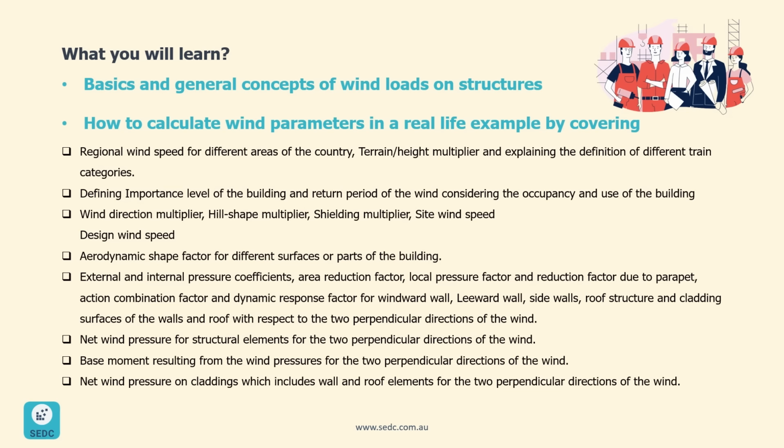These parameters include regional wind speed for different areas of the country, terrain or height multiplier, and explaining the definition of different terrain categories, defining importance level of the building, and return period of the wind considering the occupancy and use of the building, wind direction multiplier, hill shape and shielding multipliers, site wind speed, and finally design wind speed.